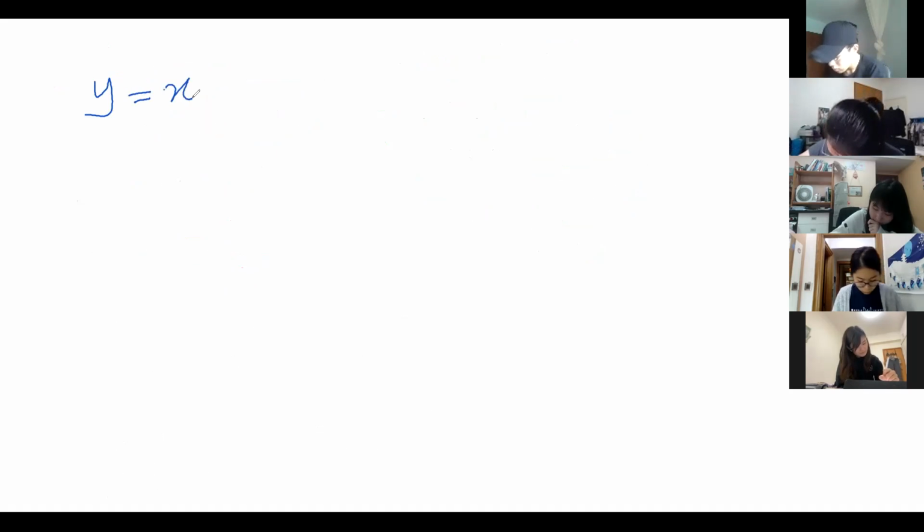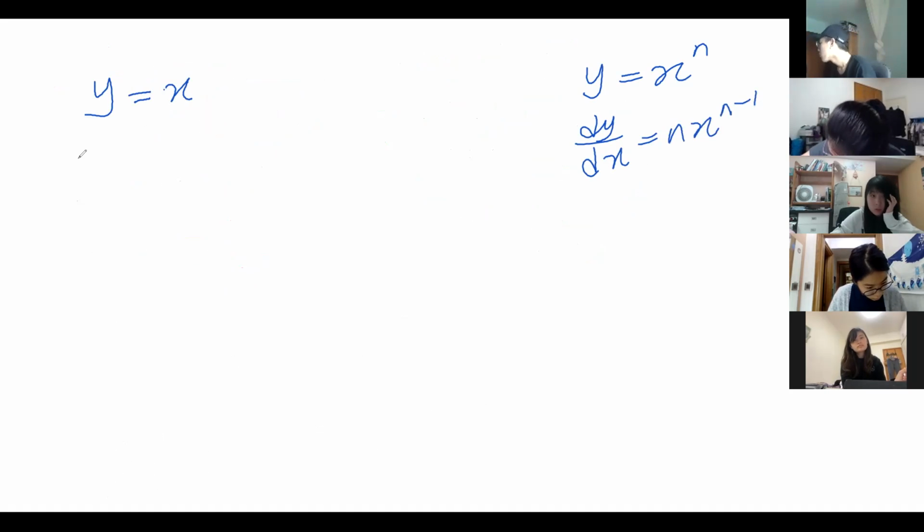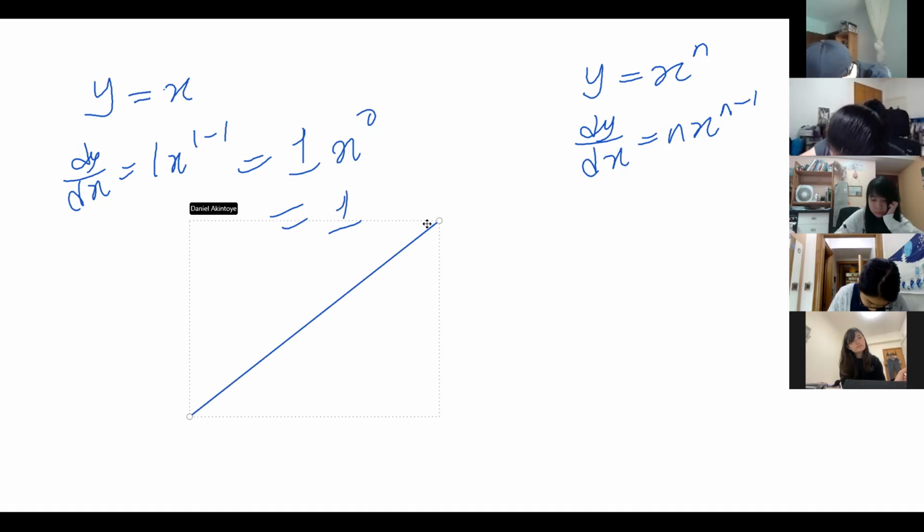If y is f of x, if y is x, are you focusing on my correction, man? Mm-hmm. Remember, if you have y equals x to power n, dy by dx is nx to power n minus 1. So in this case, our dy by dx is 1x to power 1 minus 1. So it's like a rule. Okay, you don't need to show all this. And I said it a moment ago that this line, y equals x, and the gradient is 1.